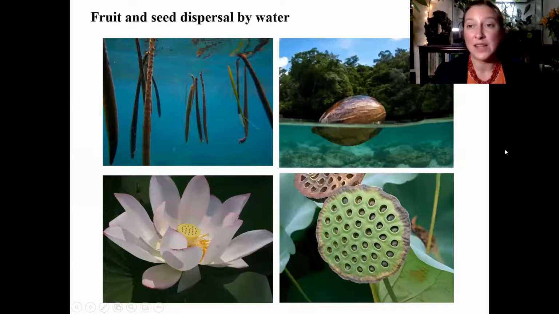Then some seeds and fruits are dispersed by water. The most familiar example is probably a coconut. Another one, though, is if you've ever been in Central or South America on the coast, or in Florida, or in some of the Caribbean islands, you may have seen a mangrove tree. On the top left here, these are mangrove seed fruits floating through the water. There's also on the top right, coconut floating through the water. And then on the bottom two pictures, we see another example of dispersal by water, which is the lotus flower, right, like a water lily.